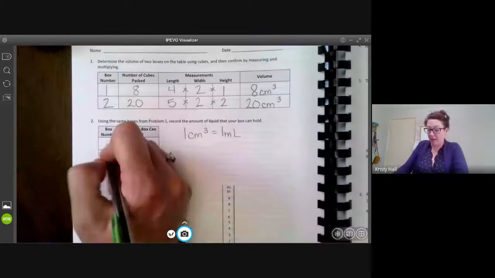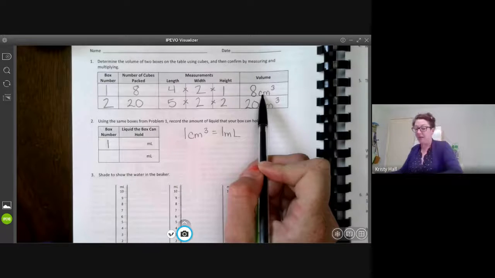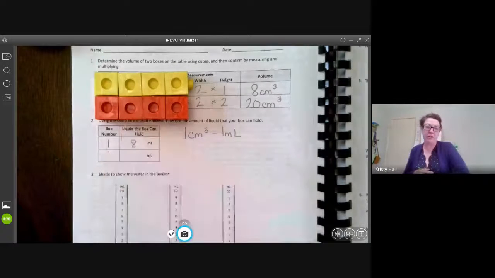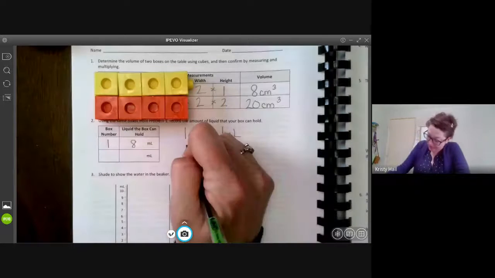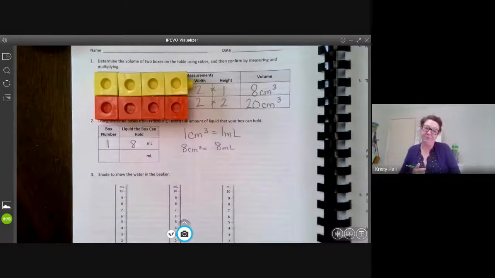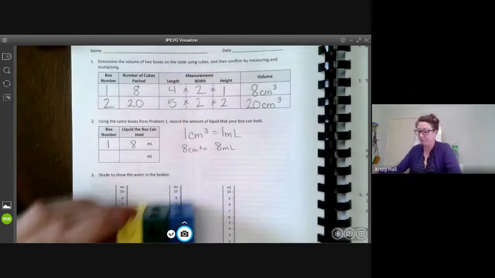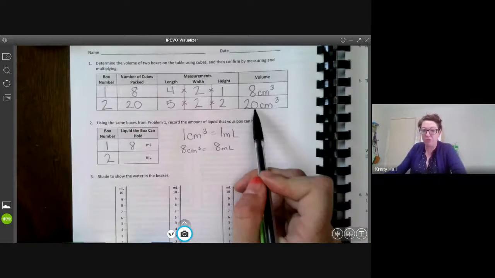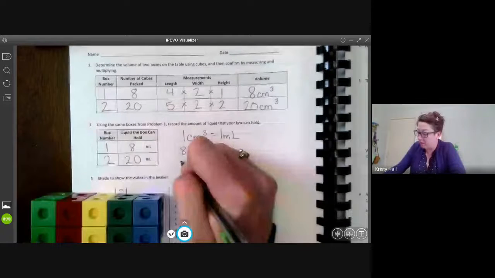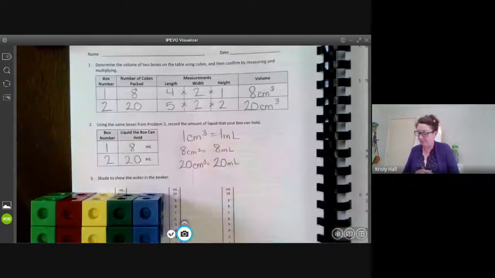So let's go back to box 1. Box 1, we said, was 8 cubic centimeters. That means that if this box were a fish tank, it would hold 8 milliliters of water. So 8 cubic centimeters is exactly the same as 8 milliliters. For box 2, the volume was 20 cubic centimeters, so it holds 20 milliliters. So 20 cubic centimeters equals 20 milliliters.